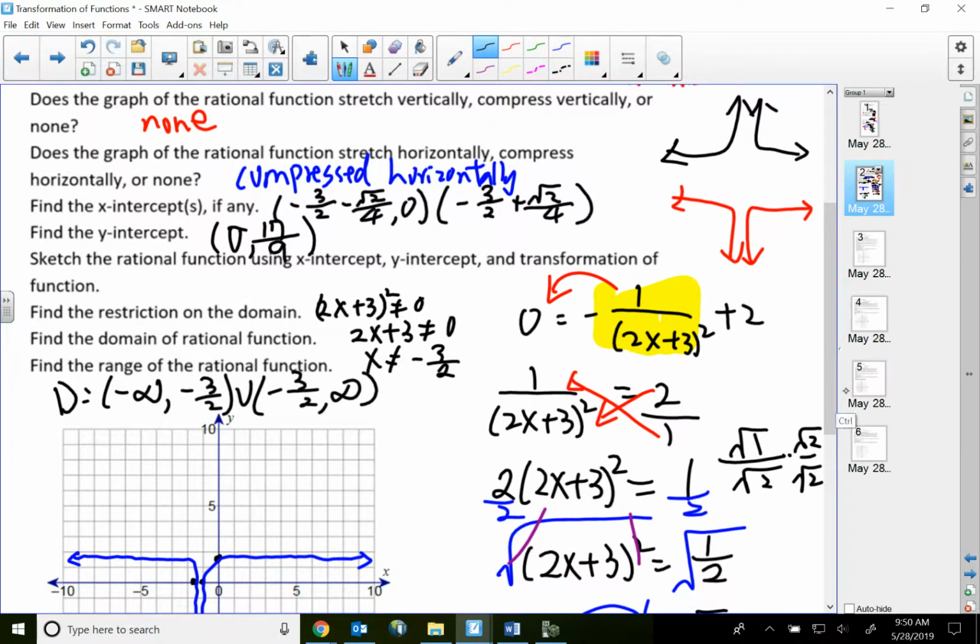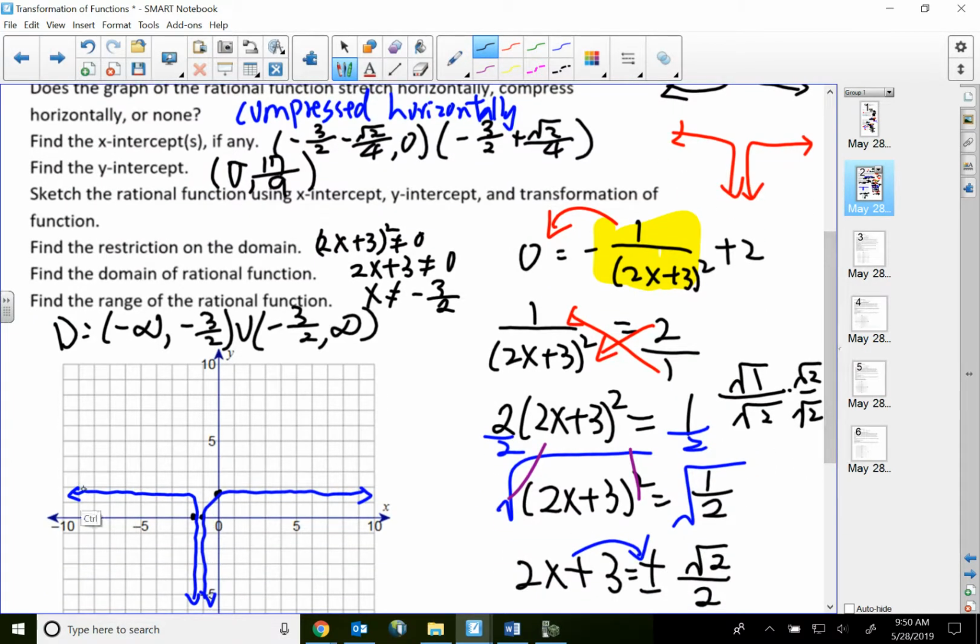All right, range. You don't have anything above 2. And as I'm going to the right or to the left, my range is never quite exactly 2. So from down to up, this is from negative infinity all the way up to 2, but not including 2, so I'm using a parenthesis.